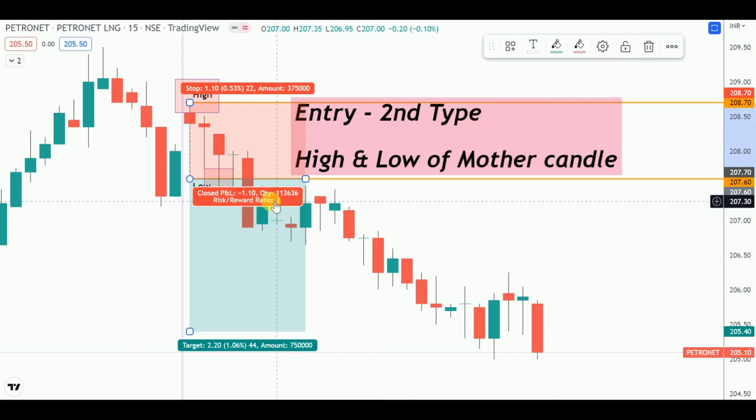Now we are going to see the third type, which is a very optimized version of trading this inside bar.